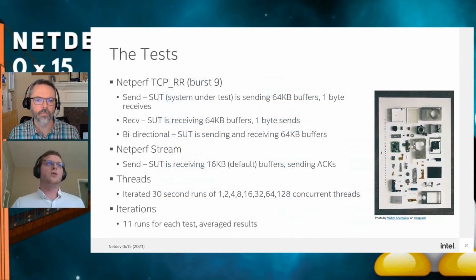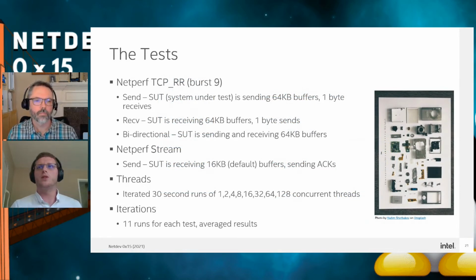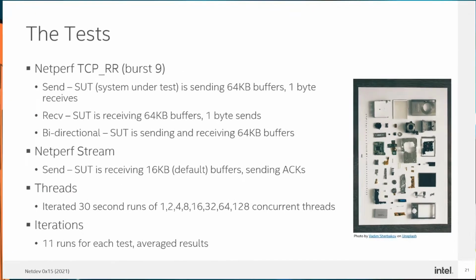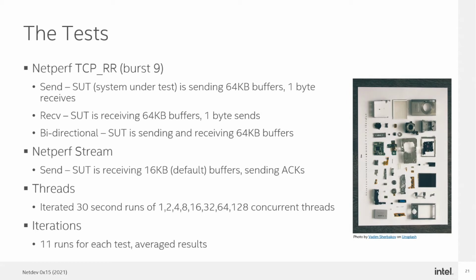For the test, we used netperf, and we used TCP-RR and TCP-Stream. Each test iterated from 1 to 128 threads, and then all of the results were averaged across all of these runs so we could get more consistent data. Next slide, please.